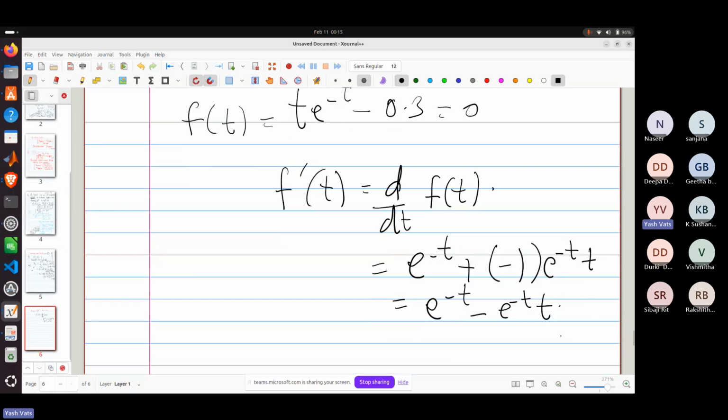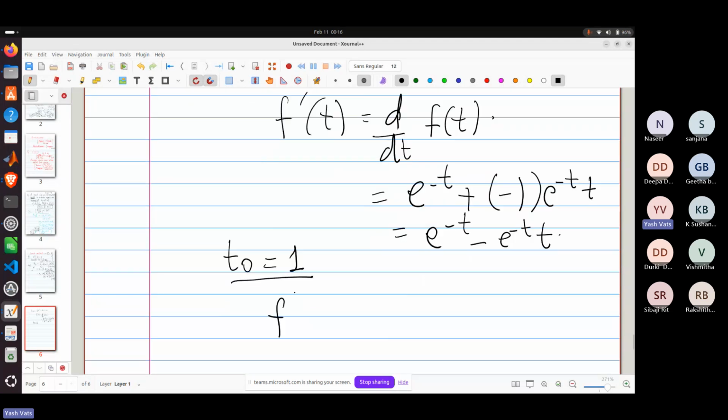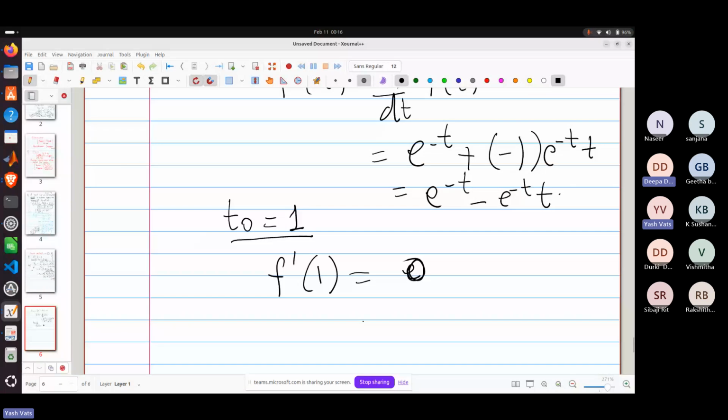Is that clear? The derivative, and just use the formula. So what is t naught here? It's just 1. If you start with 1, then you get f prime 1, which is 0, sir. So actually, if we start with 1, our f prime value becomes 0 and it will go in the denominator. So we have to select a starting point such that f prime at that point should not be zero. Yes.